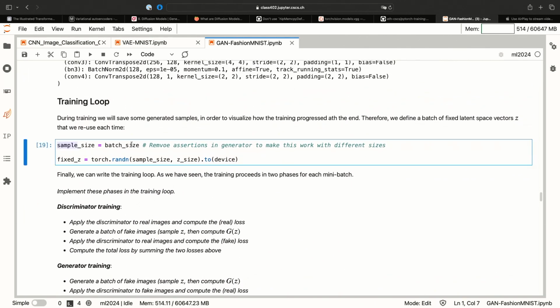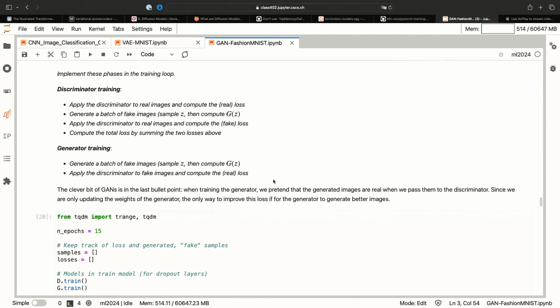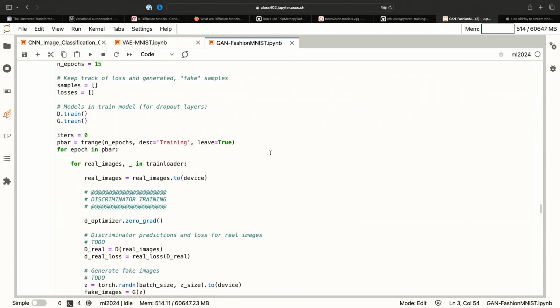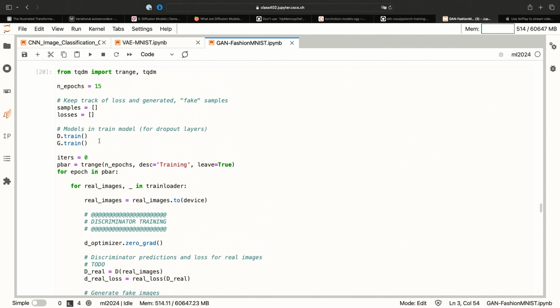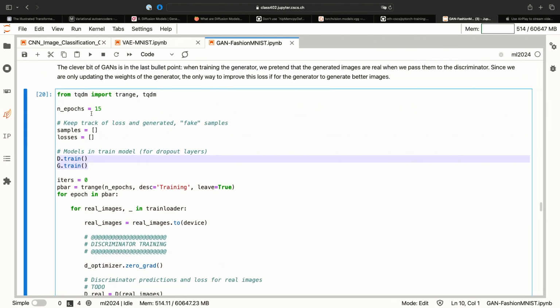Then here, essentially, I generate a fixed batch of Z samples in order to track how the training works on this fixed sample, for visualization at the end. And then here's the most important part: we put the models in training mode because we have batch normalization layers, so it's important to do that.